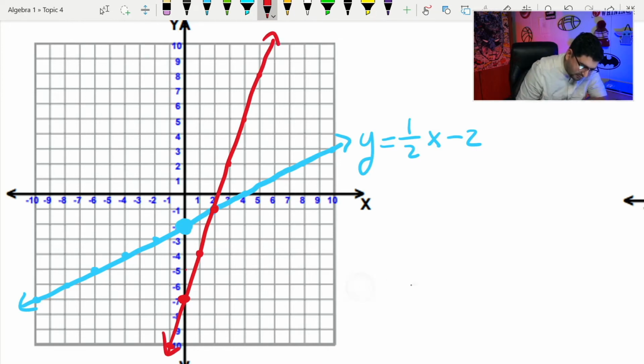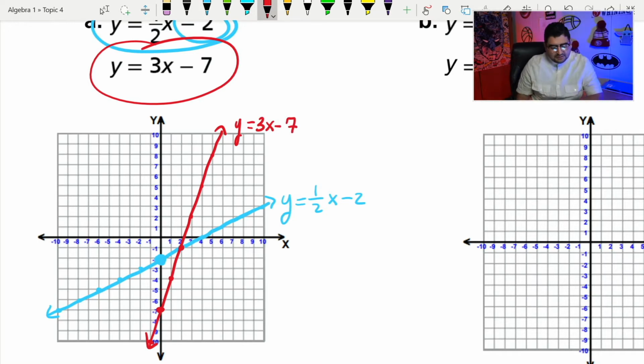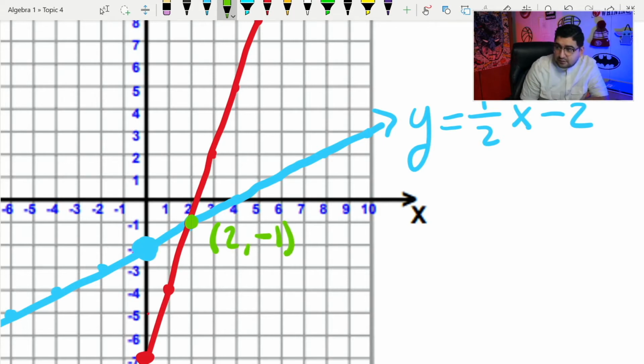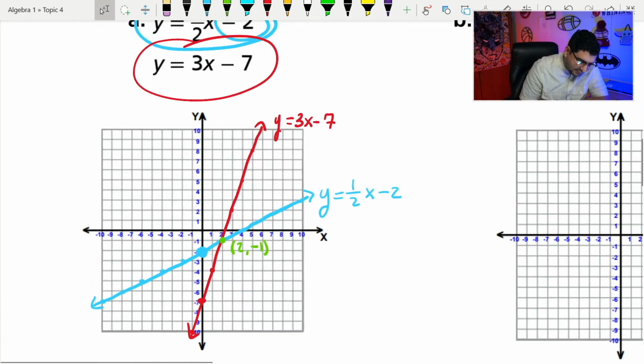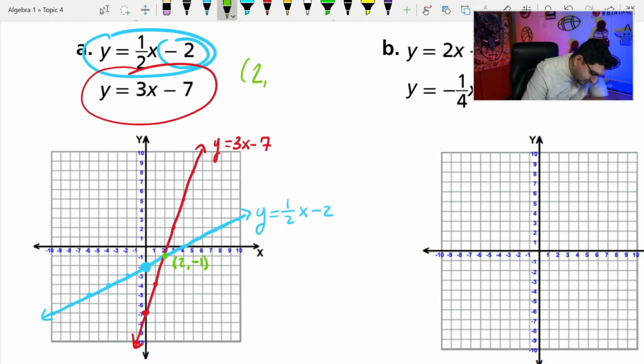And this was the equation y equals 3x minus 7. So I'm looking for the solution. Where do these two lines cross? They cross each other here, and this is the point 2, -1. So that means the solution to this system would be 2, -1.